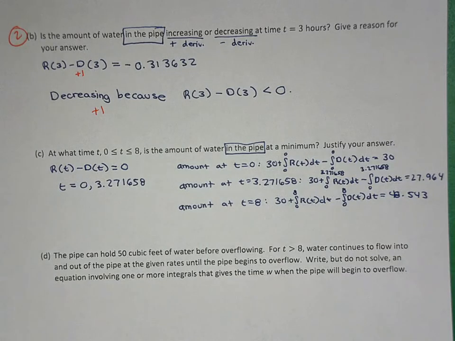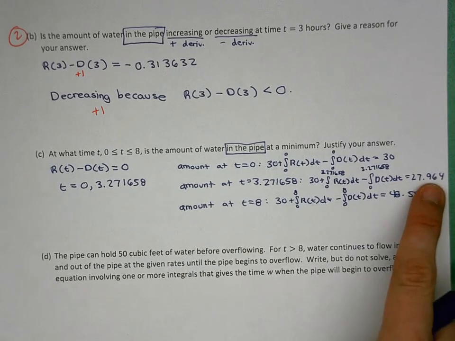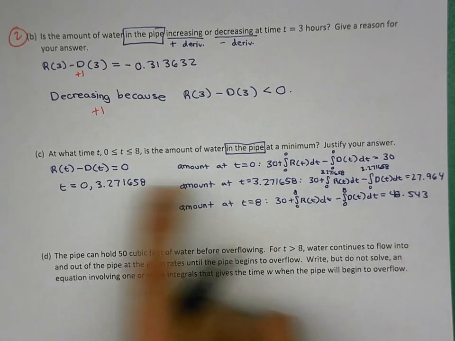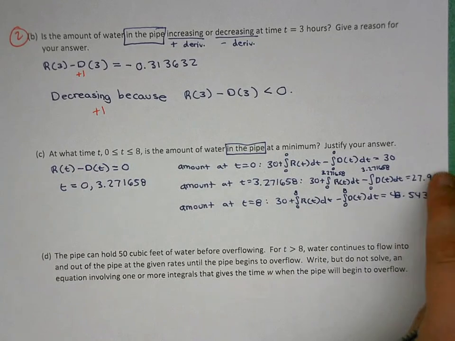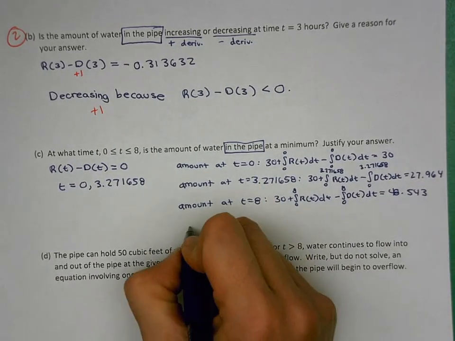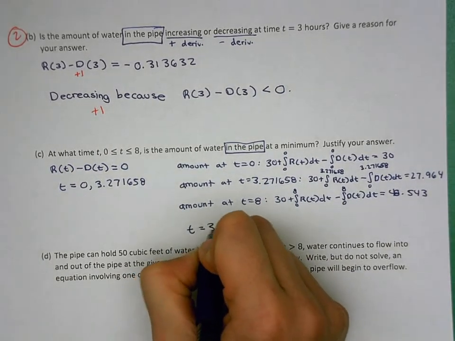And so at what point are we at a minimum? If they ask me for the minimum value, it would be 27.964. But they're asking at what time t are we at a minimum? And so that would be at t equals 3.271658.